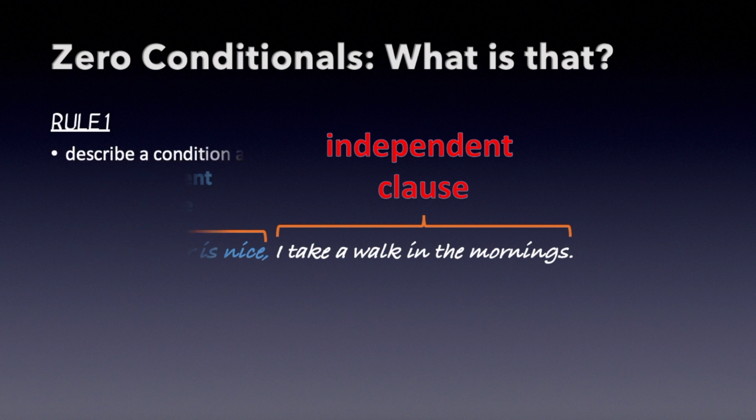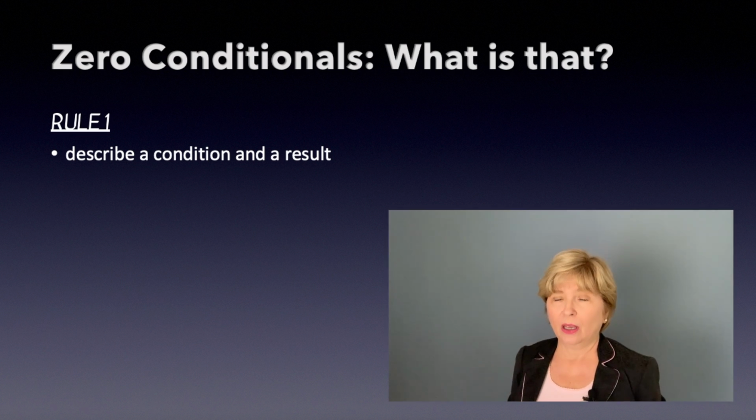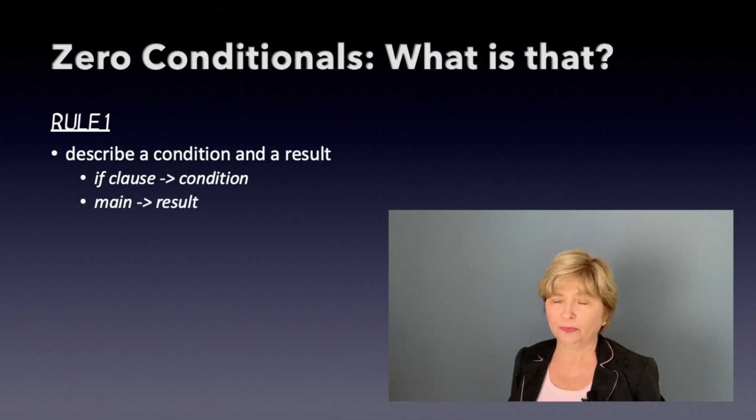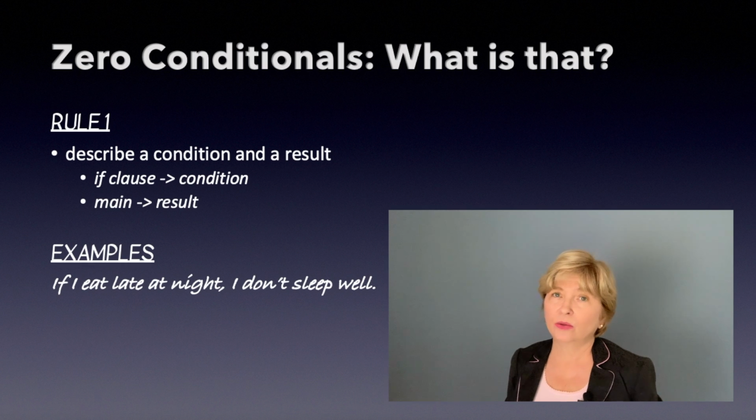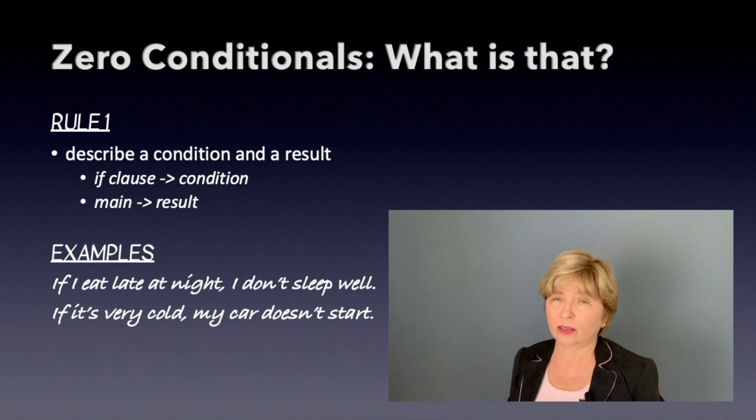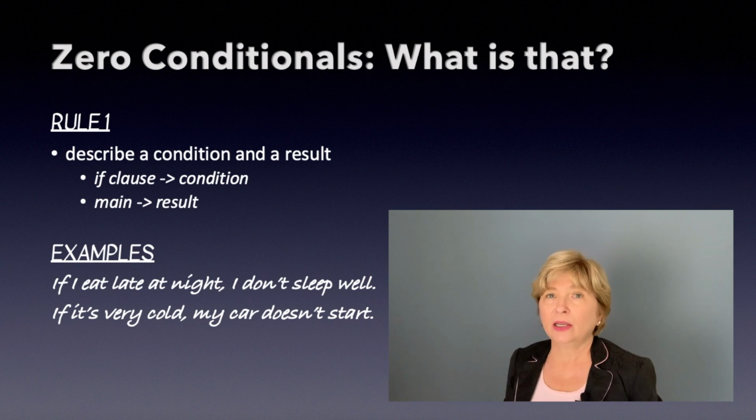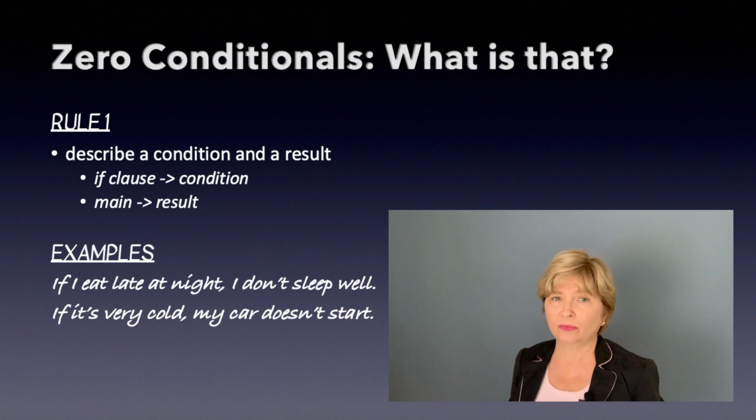Let's look at the rules. Rule number 1. A conditional sentence describes a condition and a result. For example, if I eat late at night, I don't sleep well. The if clause is the condition, and the main clause, or independent clause, is the result. Does that make sense? How about this one? If it's very cold, my car doesn't start. The same rules apply. If it's very cold is our dependent clause, or the if clause. And my car doesn't start is the main clause. That's the one that could be a sentence all by itself.